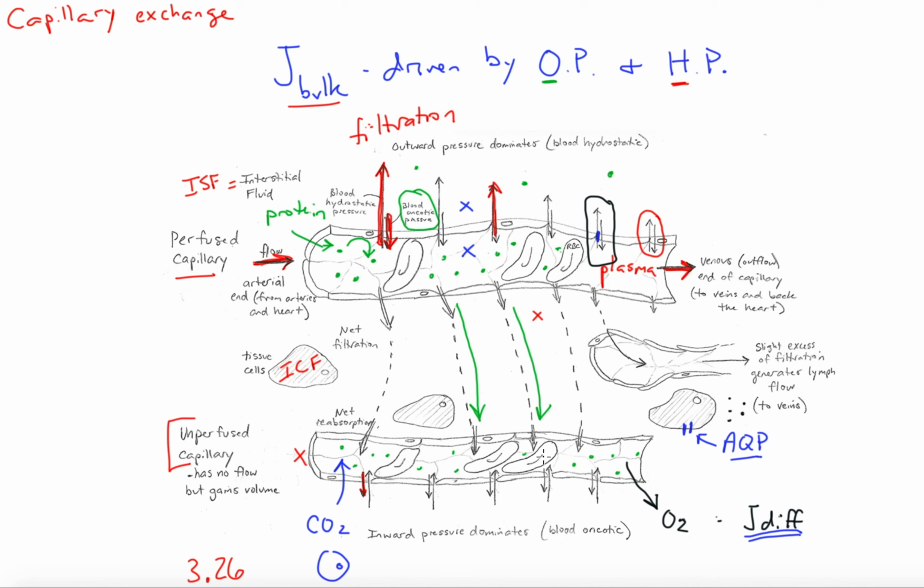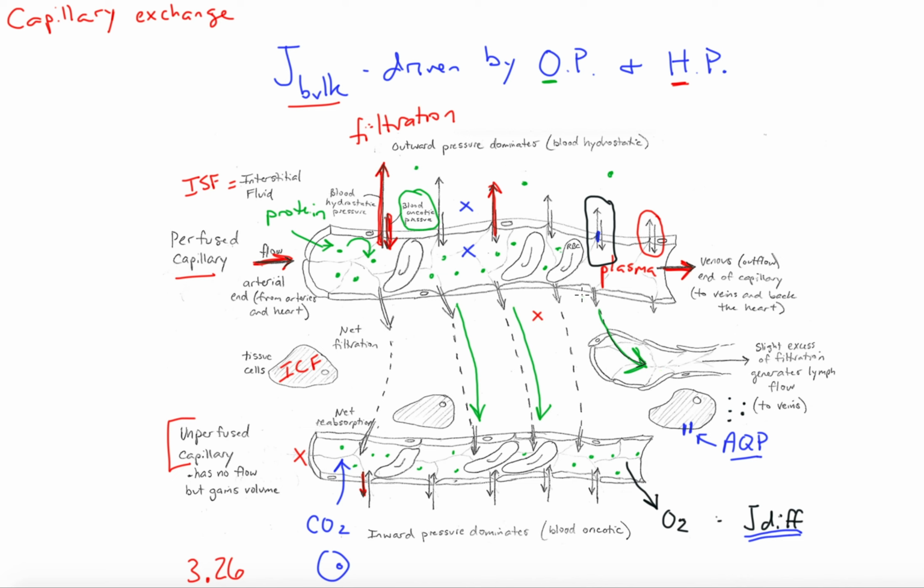Now, not all of the fluid filtered by these perfused capillaries is taken up by the unperfused capillaries. Some of it, as you can see here, will end up being taken up into what are called lymph vessels. These are blind-ended vessels, about the size of capillaries, and what they do is collect the excess interstitial fluid.